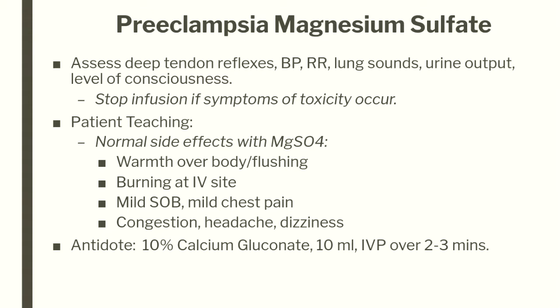So you're going to watch how much, and no more than 125 milliliters per hour through her IV, because you don't want to enhance that pulmonary edema. Okay, and if I am worried about magnesium sulfate toxicity, I'm going to stop the infusion, and the antidote for it is 10% calcium gluconate. IV push over 2 to 3 minutes, 10 milliliters. That's how much you're pushing. Okay, so you got to know that.